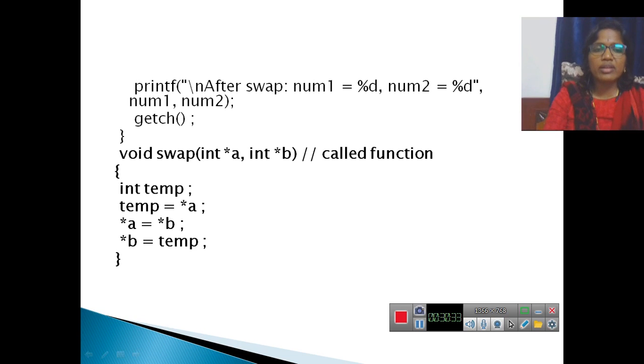The control of execution goes back here, to printf. After swap, number 1 will be 20 and number 2 will be 10, because 10 and 20 have been swapped.